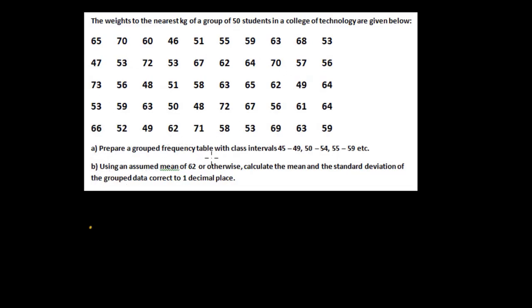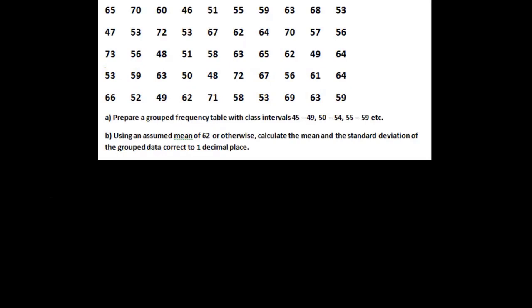A, prepare a group frequency table with class intervals 45 to 49, 50 to 54, 55 to 59. And then we have B, using an assumed mean of 62 or otherwise, calculate the mean and the standard deviation correct to 1 decimal place. So let's solve A.